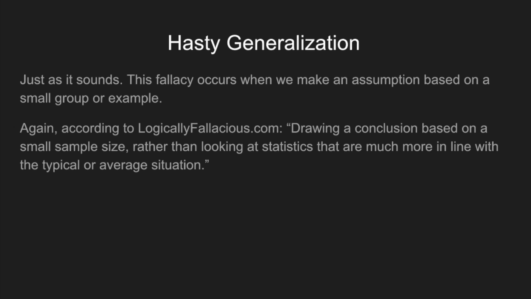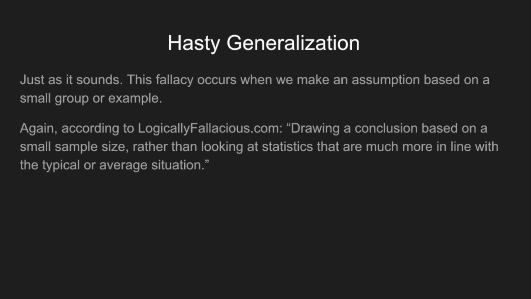Hasty generalization, again, we see a lot. Just as it sounds, this fallacy occurs when we make an assumption based on a small group or example. So think about my example earlier with Michael's English 102 class is awesome, therefore all English classes are awesome. That's really a hasty generalization. We've got too small of a sample set. So again, according to logically fallacious, so there I got it right, quote, drawing a conclusion based on a small sample size rather than looking at statistics that are much more in line with the typical or average situation.